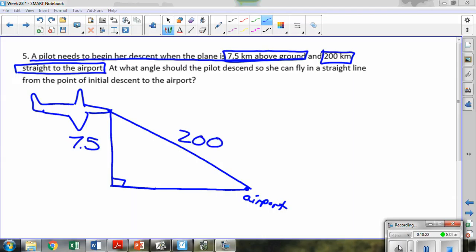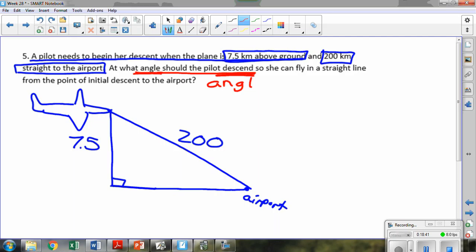And so the next piece we're looking at: what angle should the pilot descend so she can fly in a straight line? Well, I'd like to point this part out. Angle of descent. The angle of descent is another way of saying the angle of depression, because it's an angle going down.